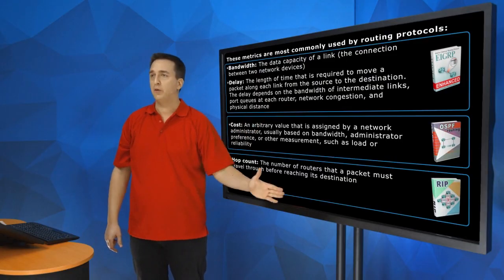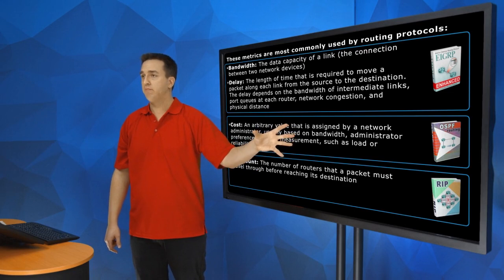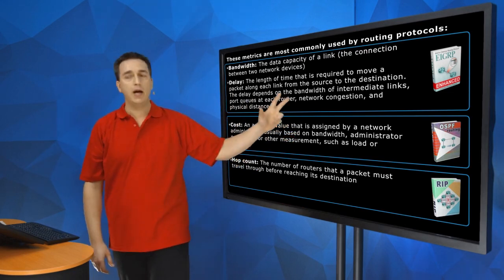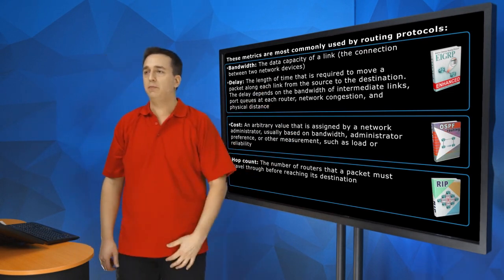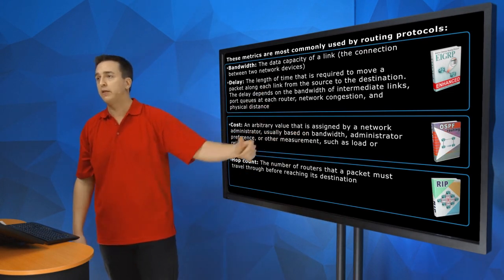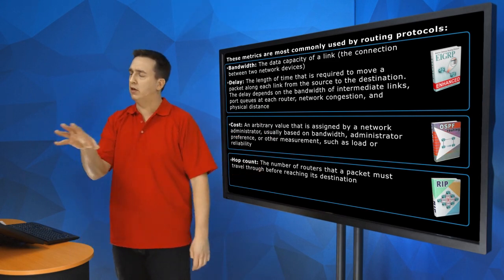So all of these routing protocols are making extremely different decisions based on what they've been programmed to base their calculation on. So bandwidth and delay for EIGRP. OSPF is really bandwidth that's used for the calculation. And then RIP is hop count, the number of routers we have to hop through.